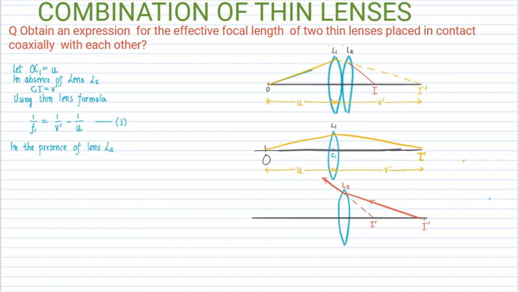So now in our case, this V dash will act as your object distance. Now why will this one act as an object distance? Suppose you have lens L1, and you have another lens.